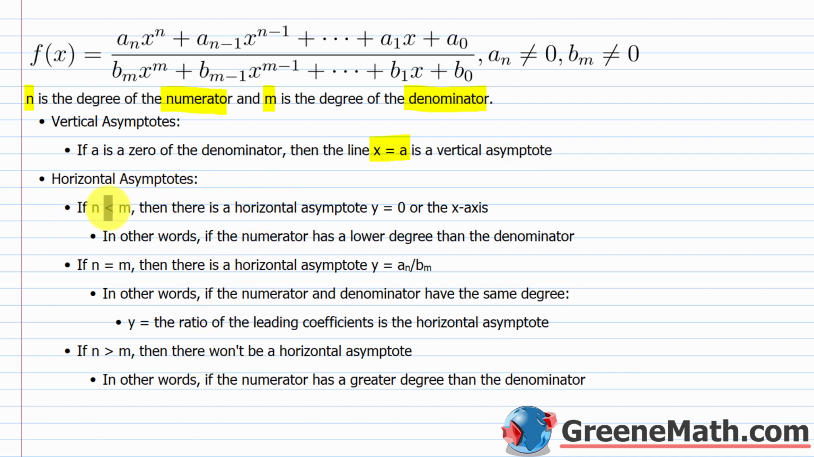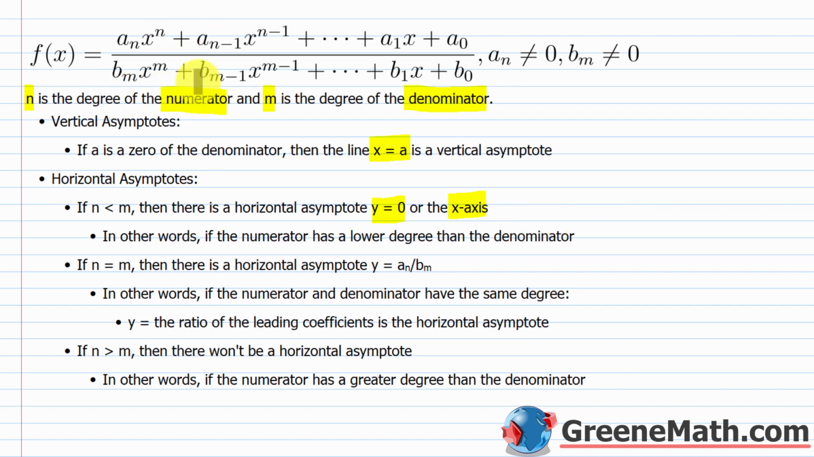So first, if n is less than m, then there is a horizontal asymptote y equals 0, or the x-axis. So it's just that simple. In other words, what we're saying is that the numerator has a lower degree than the denominator. So again, when we say n is less than m, n is the degree of the numerator, m is the degree of the denominator.